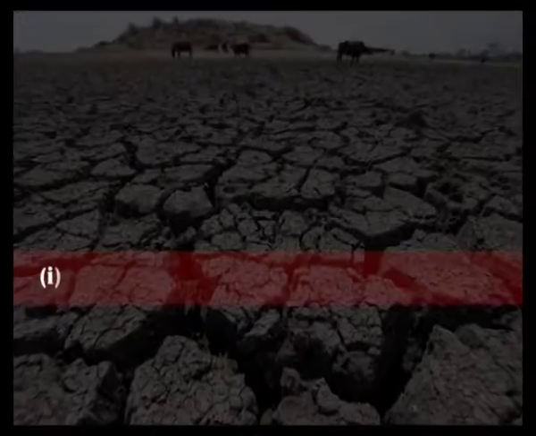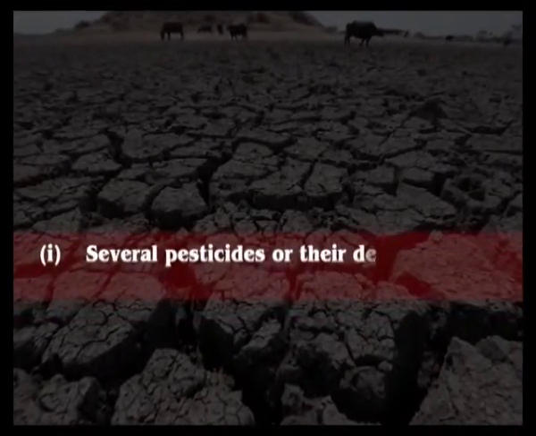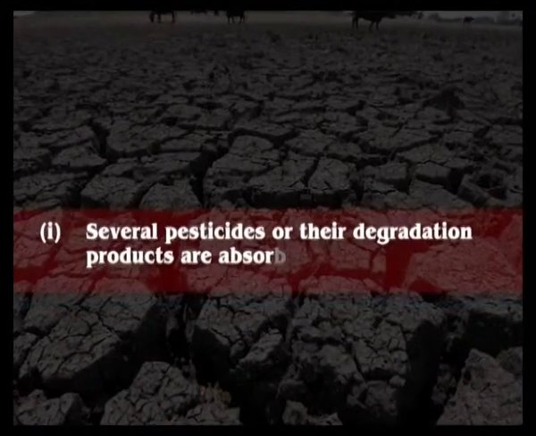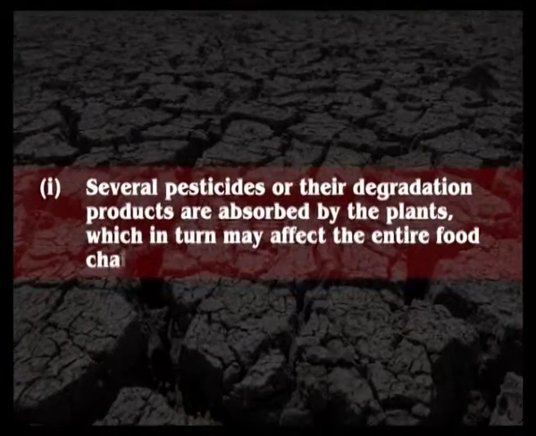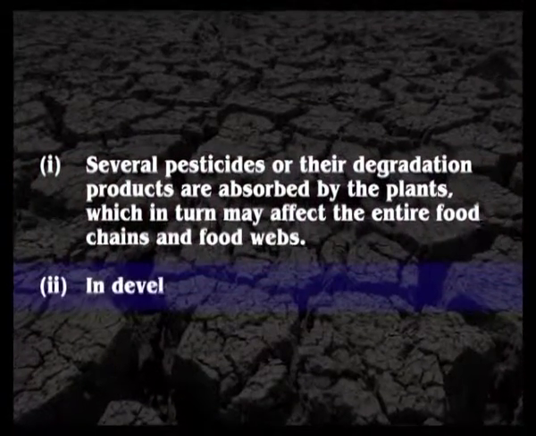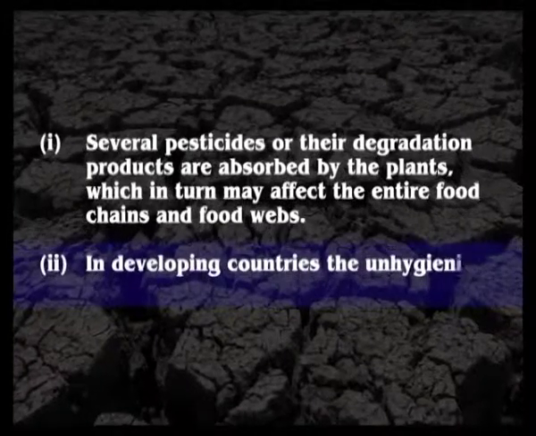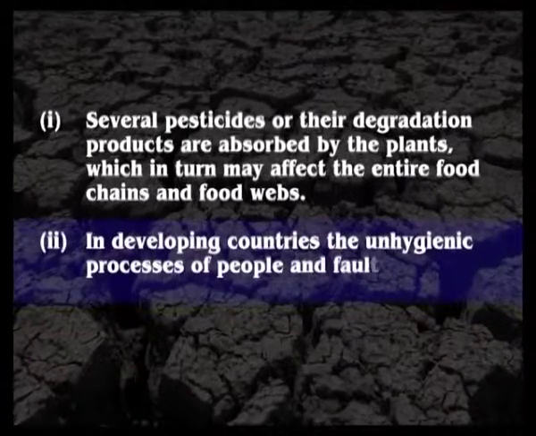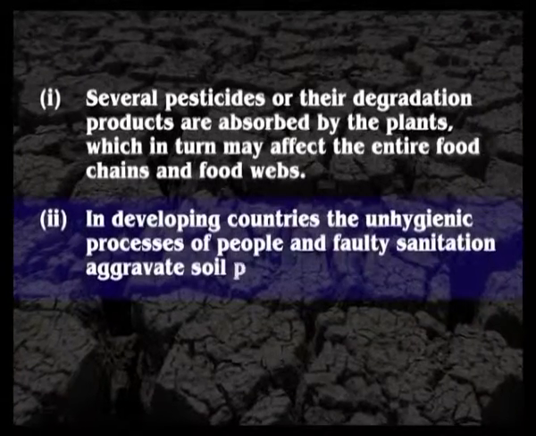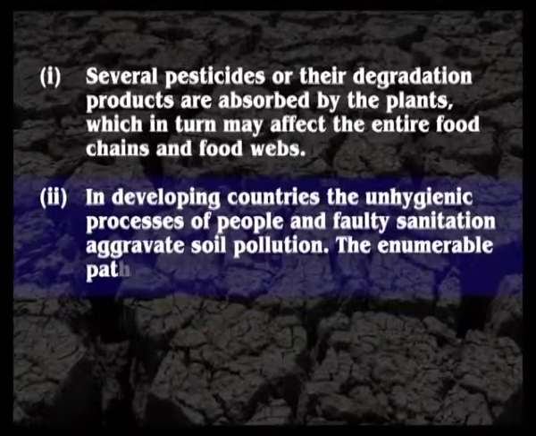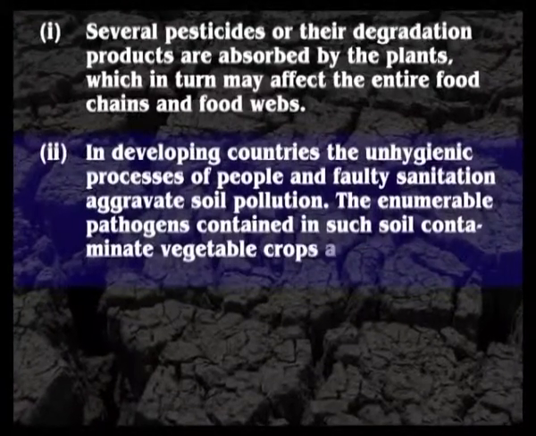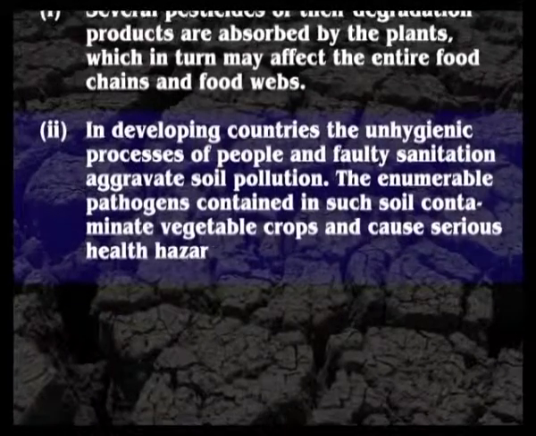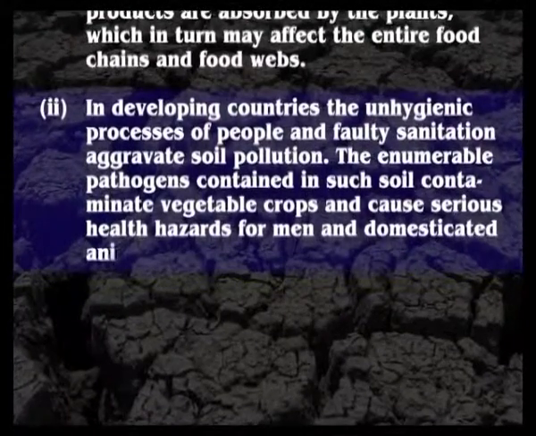Following are the harmful effects of soil pollution. Firstly, several pesticides or their degradation products are absorbed by the plants, which in turn may affect the entire food chains and food webs. Secondly, in developing countries, the unhygienic habits of people and faulty sanitation aggravate soil pollution. The innumerable pathogens contained in such soil contaminate vegetable crops and cause serious health hazards for man and domesticated animals.